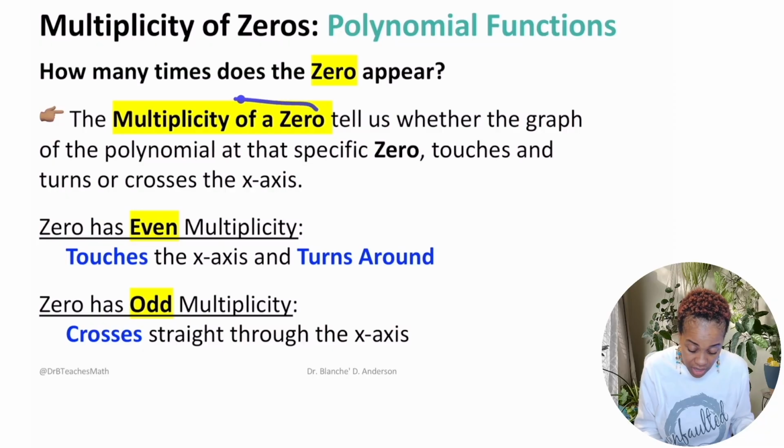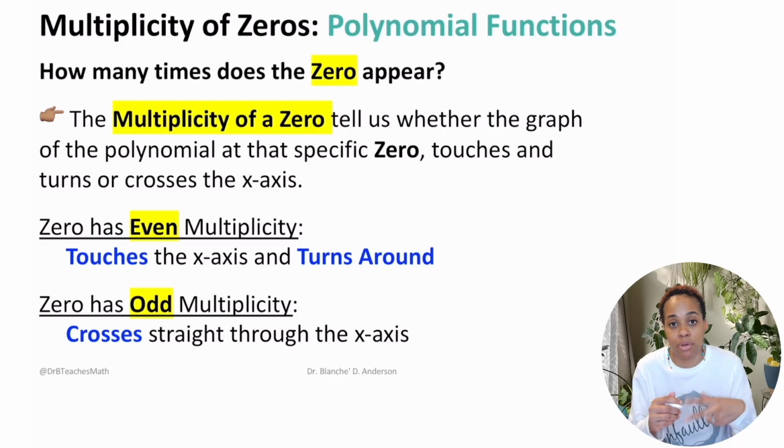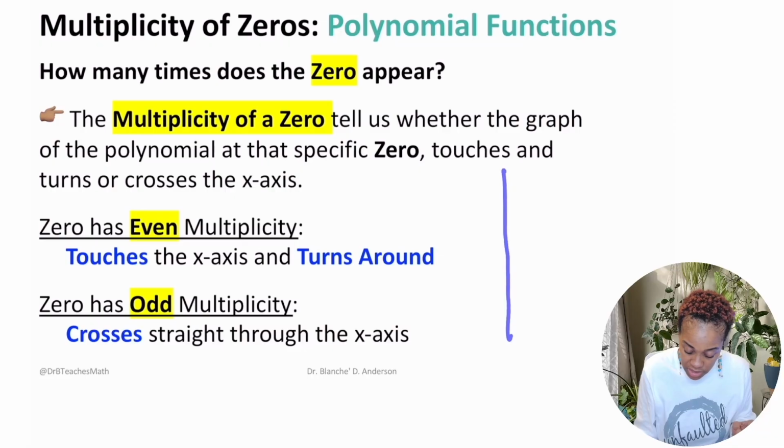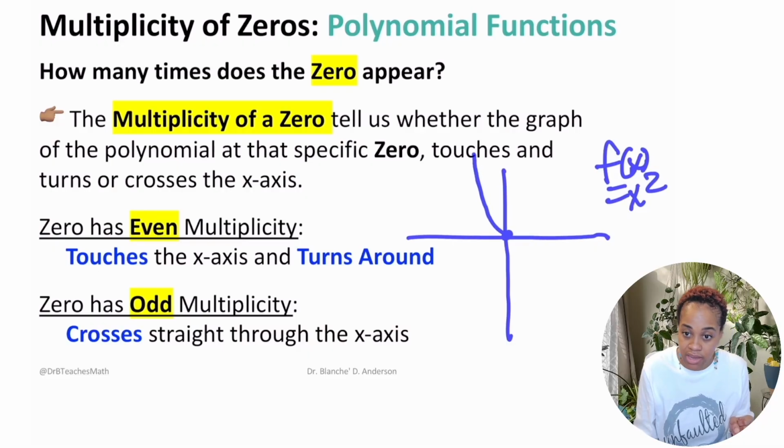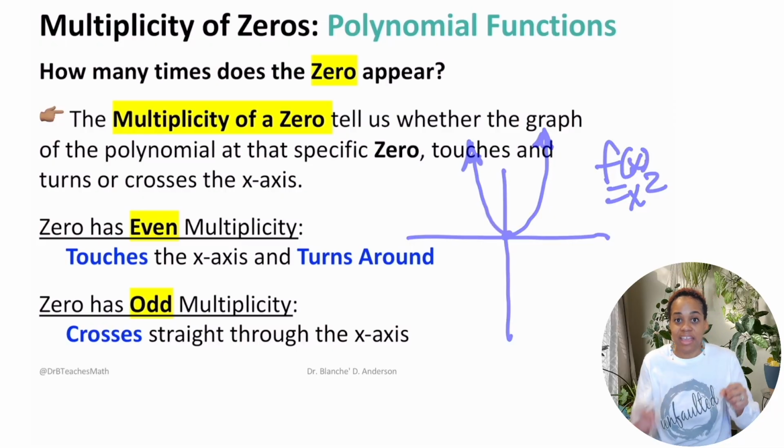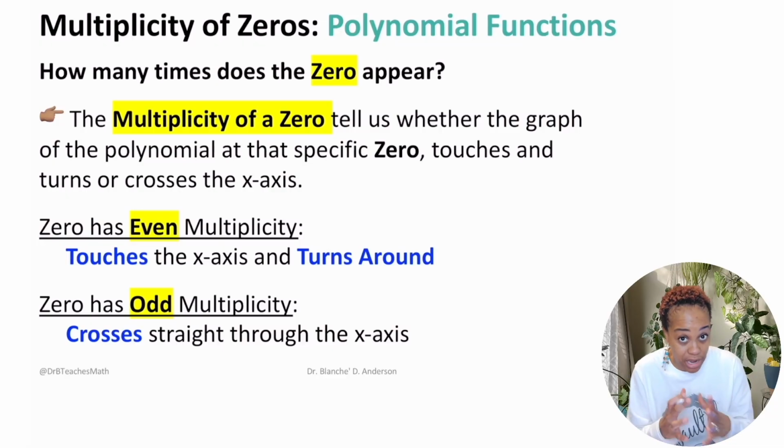If the zero has an even multiplicity, meaning the zero shows up 2 times, 4 times, 6 times, 8 times, that means the graph is going to touch that zero, that x-intercept, and then it's going to turn around. Remember when we did the graph of f of x equals x squared? It touched right here and then it turned around because that zero had an even multiplicity. And I will show you what that looks like. I'll give you some examples.